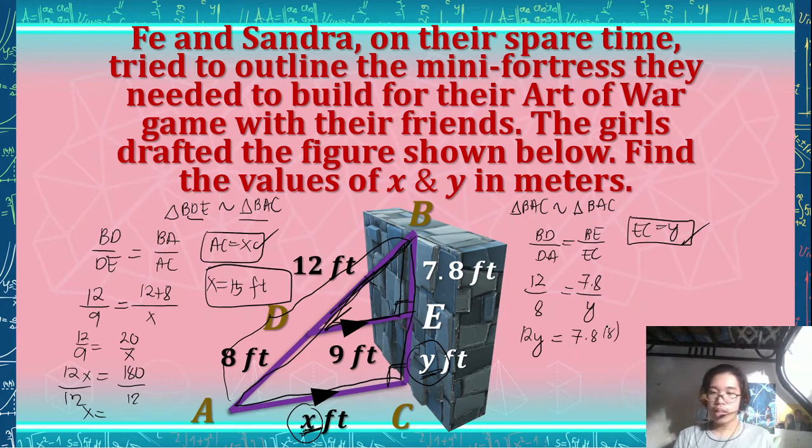And what's 7.8 times 8, guys? That's just going to give us 62.4. So 12y is equal to 62.4, and if we divide both sides by 12, we can solve that the value of y is equal to 62.4 divided by 12, which is 5.2 feet. There you go. So therefore y is simply equal to 5.2 feet.